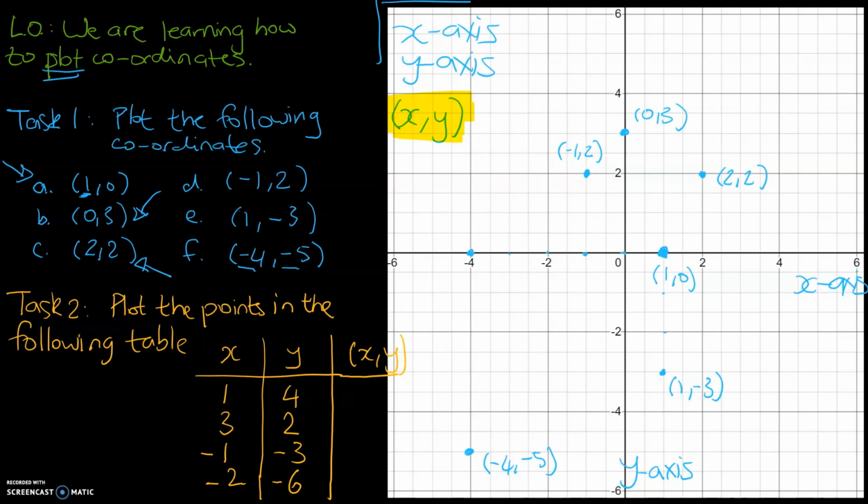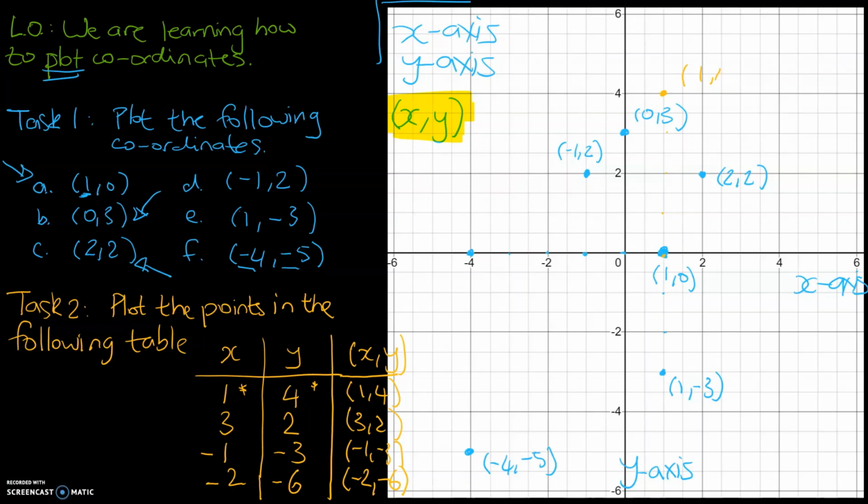If we have a look at the first row, we've got 1 and 4, so that would be (1, 4). We've got 3 and 2, so it would be (3, 2). Got -1 and -3, and then we've got -2 and -6. So we've converted our x and y values into coordinates. We can now go away with our yellow pen to plot these coordinates. So let's start with the first one. So the first one is 1 and then +4. So we've gone up 1, 2, 3, 4, just up there. So (1, 4).